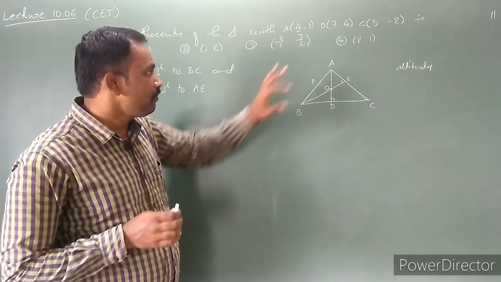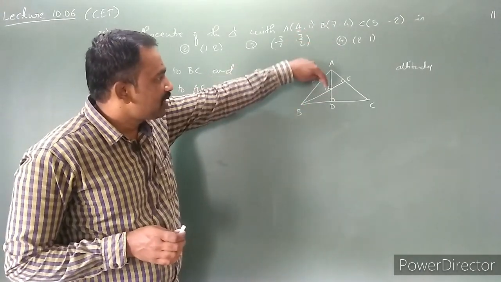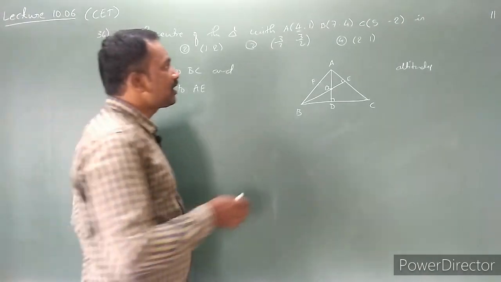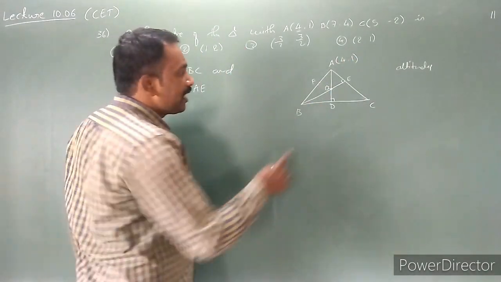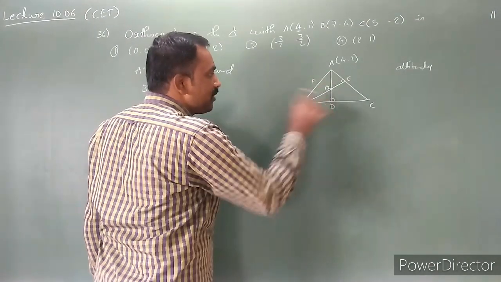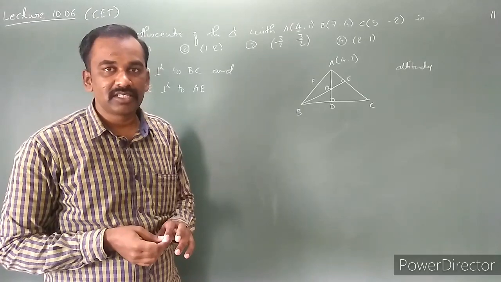I am just giving the hint. AD is perpendicular to BC. Can you get the equation of AD? Yes. How do you get it? One point on the line we know, and since it is perpendicular to BC, the B and C coordinates we know. So the slope of AD and one point we know. Equation of AD. Is that clear? Next.